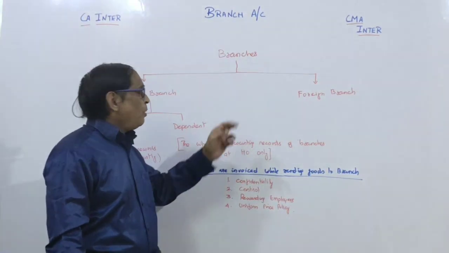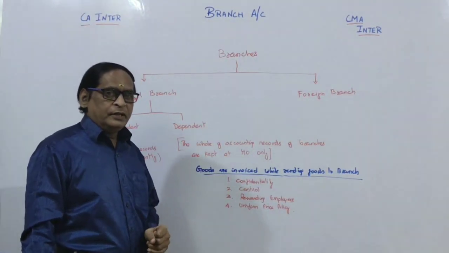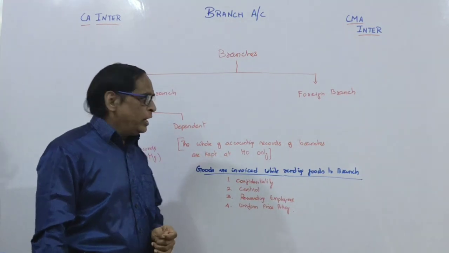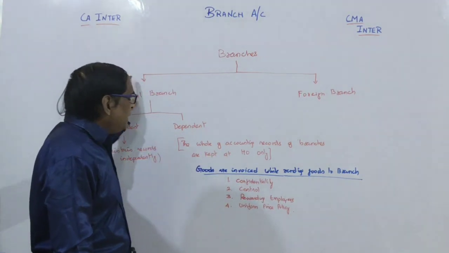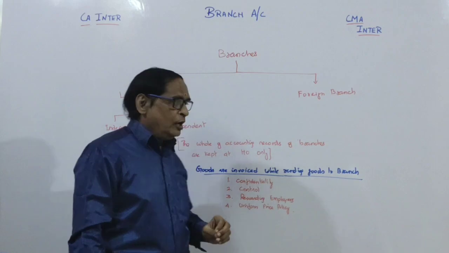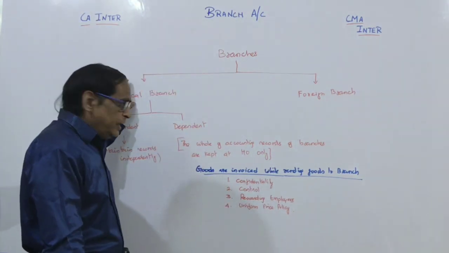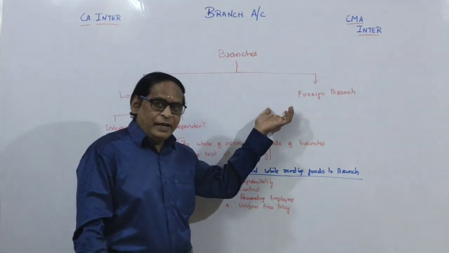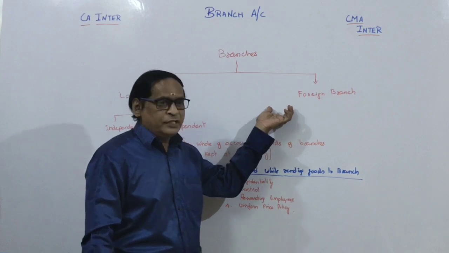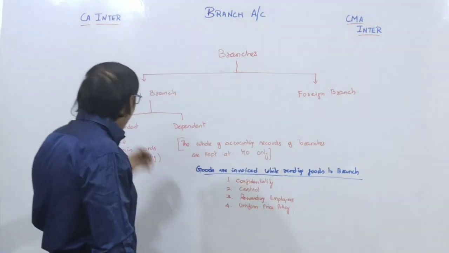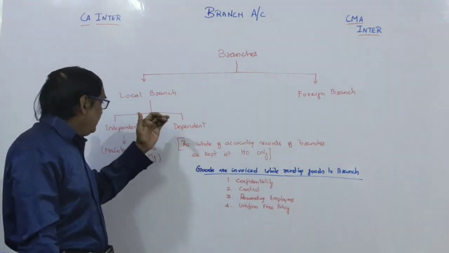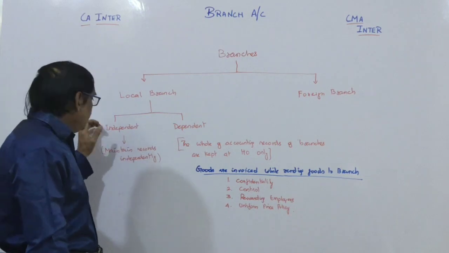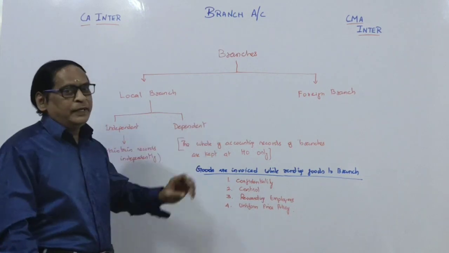Now let's see about the classification of branch. The branch is classified into 2 headings. The one is local branch and another is foreign branch. Local branch means within the state and within India. The foreign branch, if we have any branch in foreign countries, that is called foreign branch. Local branch is further divided into 2: independent branch and dependent branch.